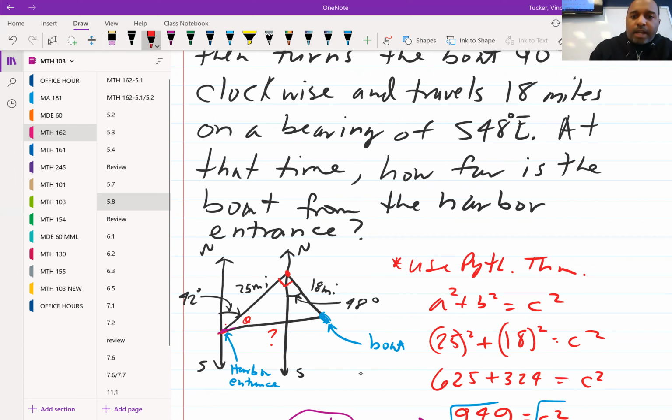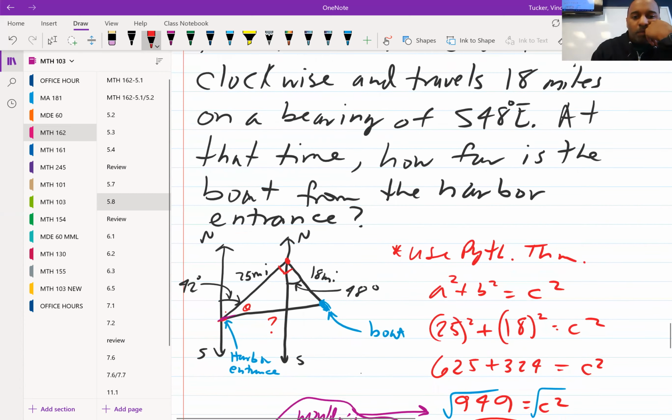So then it says, at that time, how far is the boat from the harbor entrance? So you're talking about this line right here.